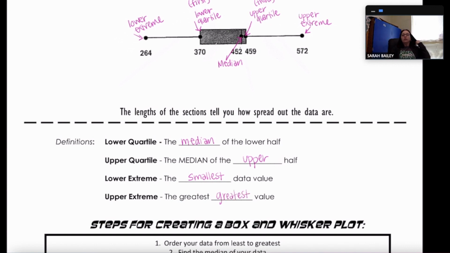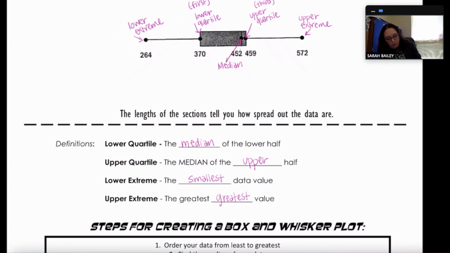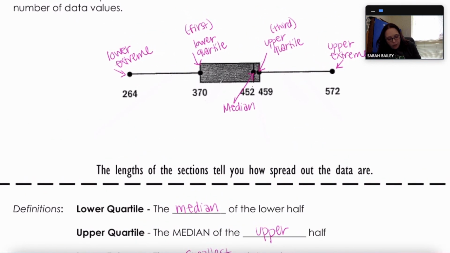Okay. So, when I look at this box plot, let me add just a couple more things here. We said that it tells us some other stuff, right? Each section, and there are 4, represents 25% of the data values. So from the 264 to the 370, that's 25%. From here to here is 25%. I don't know if y'all can see that line, but from there to there is 25%. And from here to here is 25%.